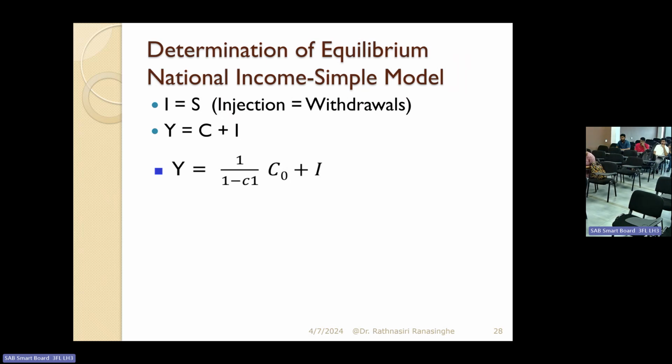Y equals 1 over 1 minus C1 times C naught plus I. So C naught and I we identified as the autonomous expenditure, the right side variables. And this component, 1 over 1 minus C1, is the multiplier. We denote it as the autonomous expenditure multiplier, K, with respect to a change in the autonomous expenditure, C naught and I. It has a multiplier effect on national income, which we identified through the multiplier.